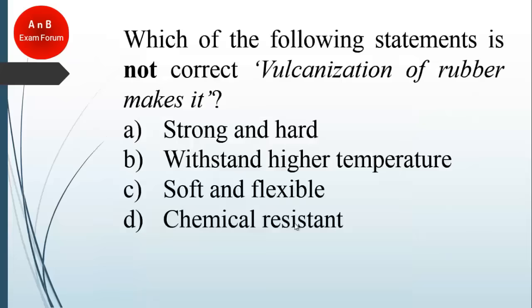Coming to the next question, this is a very different question. Which of the following statements is not correct? Student, just underline the word not correct. Not correct about what vulcanization of rubber makes it. Strong and hard. Can vulcanization make rubber strong and hard? Yes, it makes it strong and hard. It can withstand high temperature. Yes, vulcanization makes rubber withstand high temperature. Soft and flexible is contrary to option A, so the correct option is option C, soft and flexible. Chemical resistance. Anyhow, this rubber is chemical resistant itself.